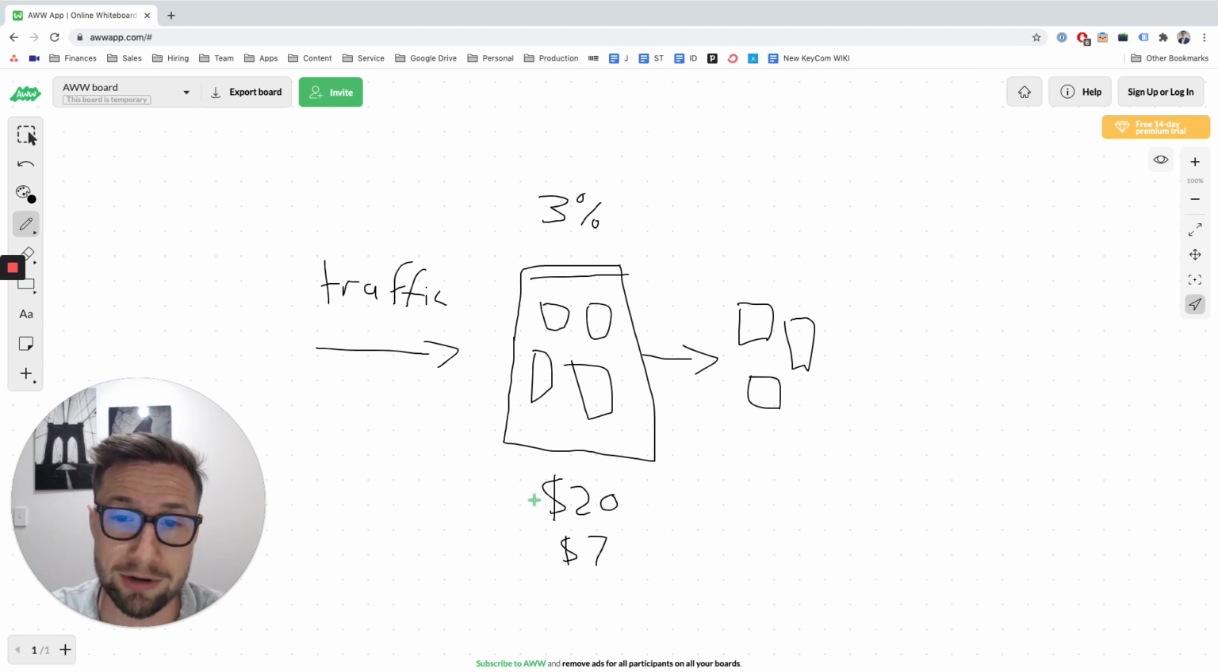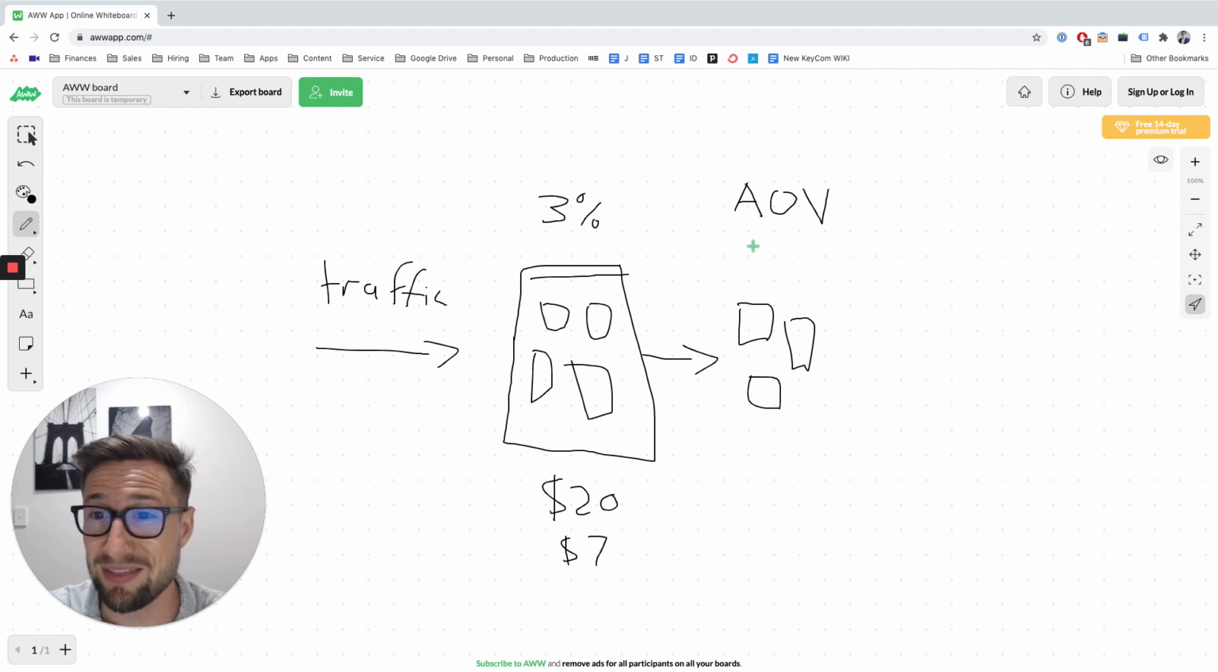What you want to do here is improve the average order value. Average order value is the amount of money that someone spends on average when they go to your store. And if you don't have anything in place to improve the average order value, any optimizations on your website, then you're still going to get $20 and your profit amount is going to be $7 per order.